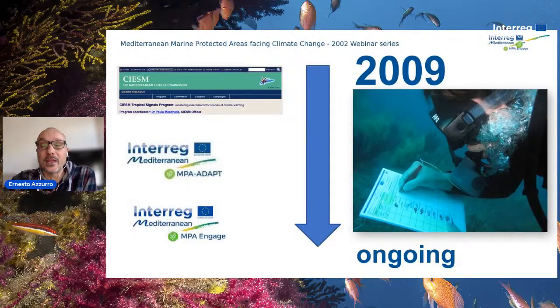What I'm going to present today is this strategy, this simplified visual census protocol, which was initially conceived with a network of Mediterranean scientists joined under the CIESM program Tropical Signals, which started in 2009. Then the protocol started to be implemented and received the support of a European funded project for several years, starting from the MPA Adapt project and now our MPA Engage project. So data gathering began in 2009, and the action is still active thanks to living networks of Mediterranean collaborators.